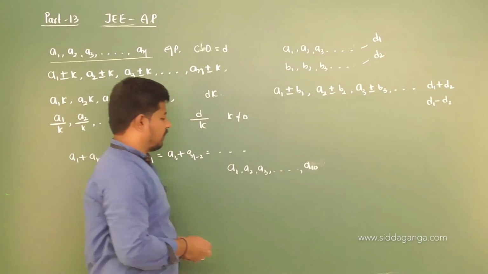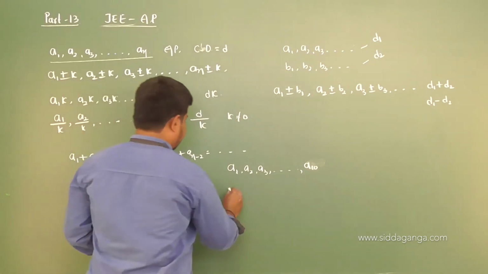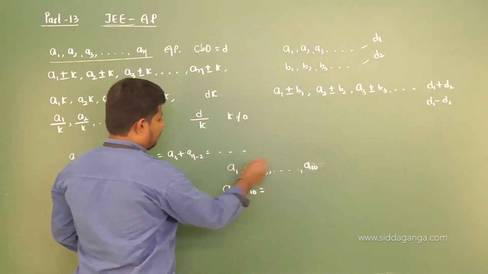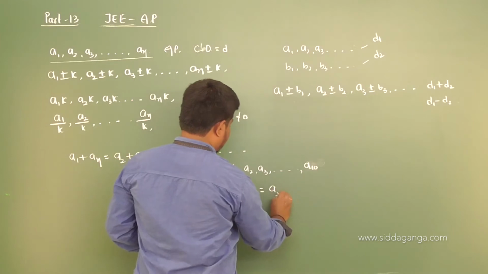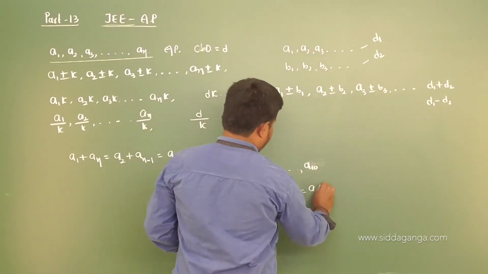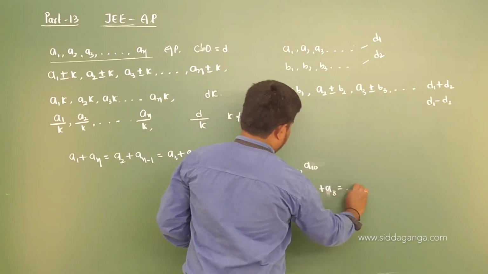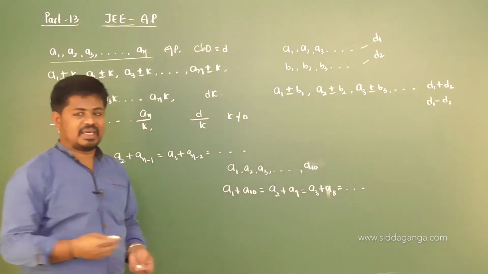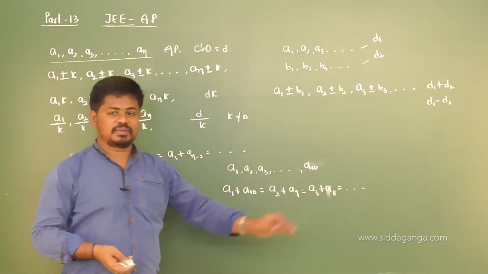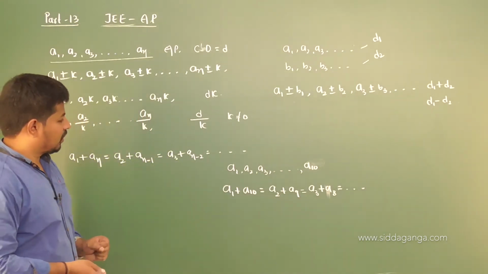Assume here we have an arithmetic progression of 10 terms. Now it is true that a1 plus a10 is equal to a2 plus a9, which is equal to a3 plus a8, which is equal to a4 plus a7, and so on. Observe here: 1 plus 10, 2 plus 9, 3 plus 8, and so on. So you will get the pattern. This is an important result.